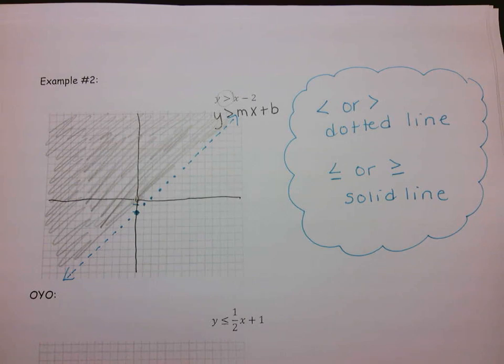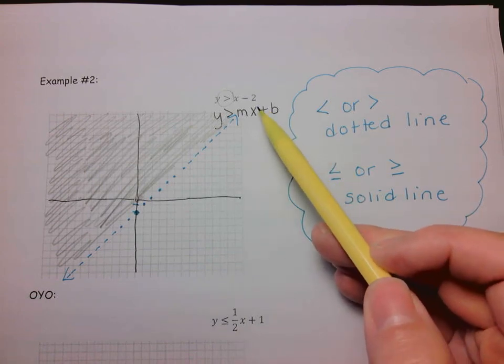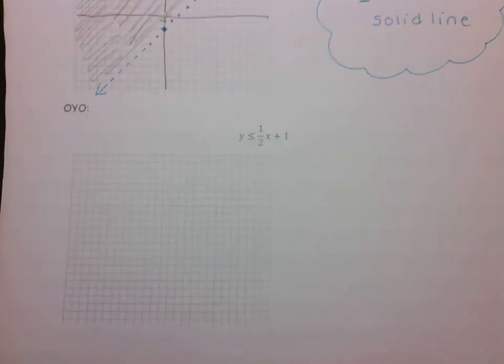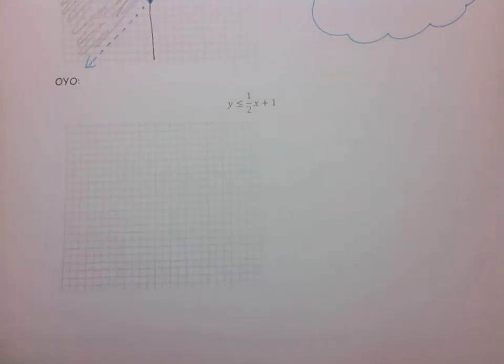So how do I check that? Again, just to make sure that I highlighted in the right direction. Well, take the coordinate point (0, 0) and plug it into the inequality and make sure that it makes the inequality a true statement. Go ahead and hit pause and work out this problem on your own. Graph this inequality.